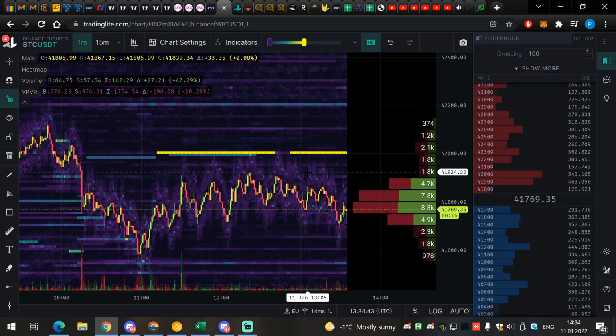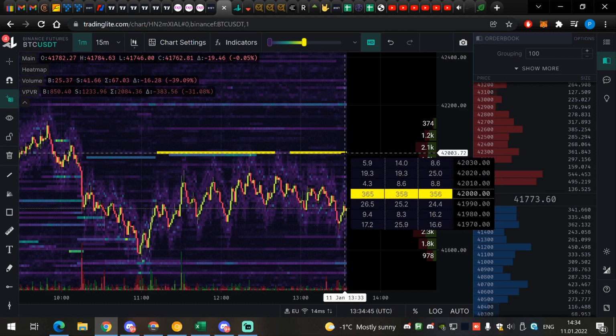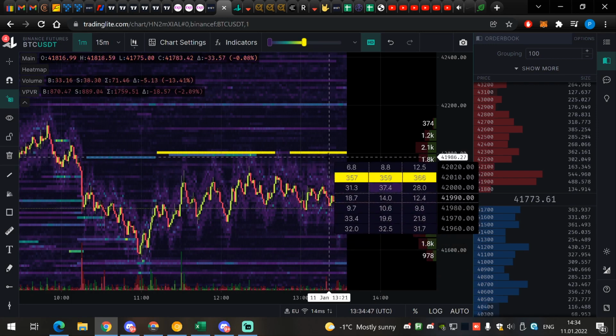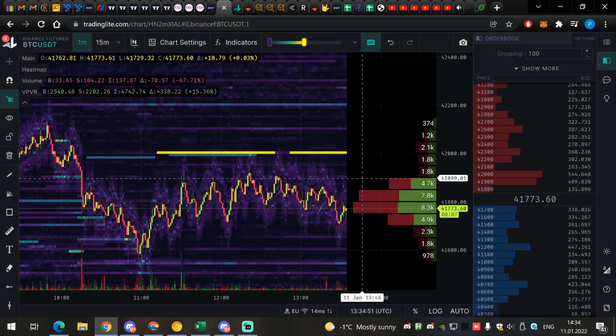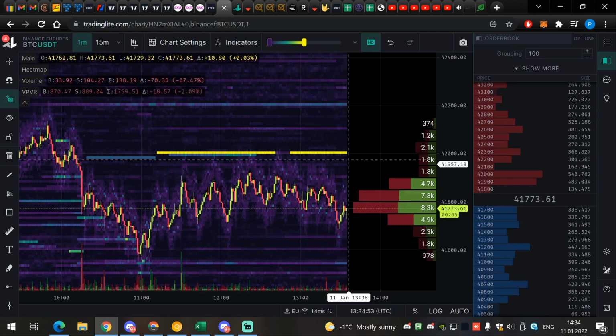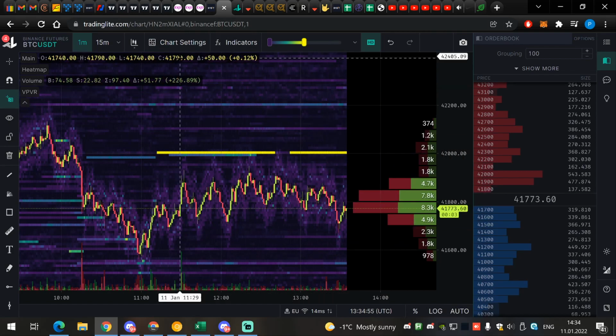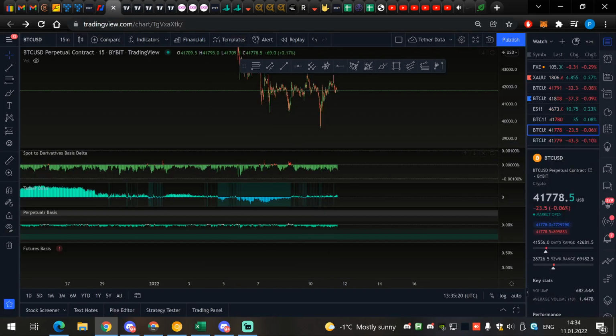I think there is some big order. This is like 360 Bitcoin, so it's taking a bit of steam out of the market. So okay, let's go. We can start with a smaller time frame trade, why not?